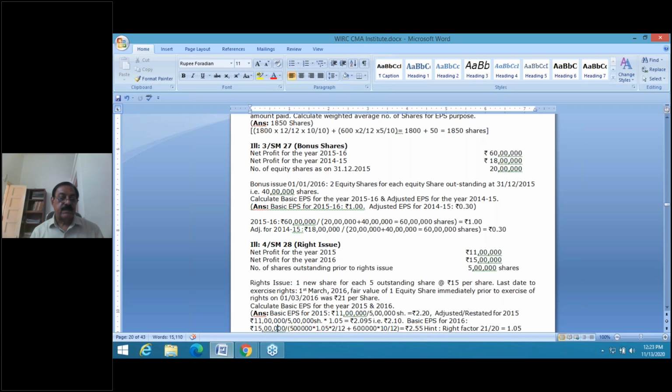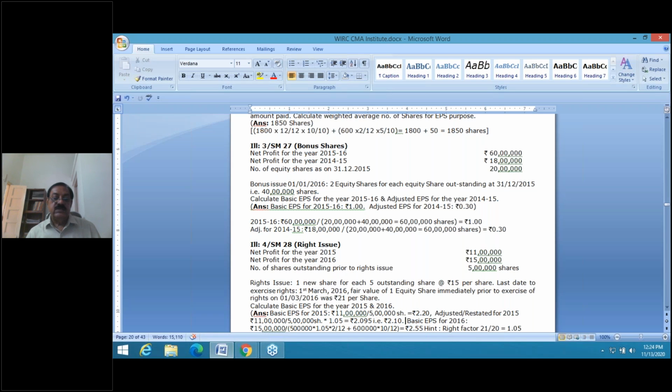So my basic EPS for the current year will be 15 lakhs profit divided by, before the right there were 5 lakh shares for a 2 month period. What is their value? 21 against ex-right 20. So I will be multiplying them with the right factor 1.05 into time period 2/12. After the right there are 6 lakh shares outstanding for 10 months whose value is 20. So against 21 its value weightage is 1, so nothing to write for 1. This way my figure comes to 2.55. So current year basic EPS is 2.55.